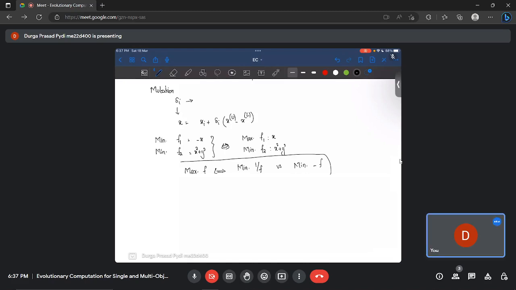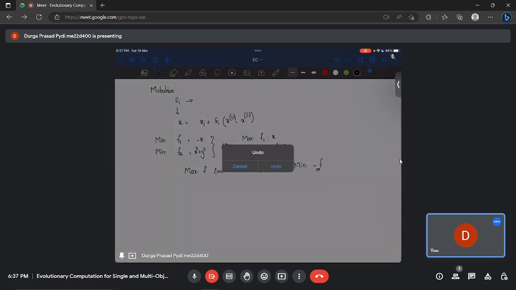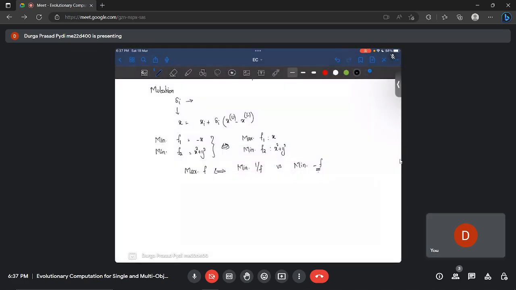Minus f is the easier one to do, easier to implement as well. The only problem with 1 by f is that if you are sure it won't have any singularity, then it is fine to go with it. It can so happen that in your domain your function will be 0.